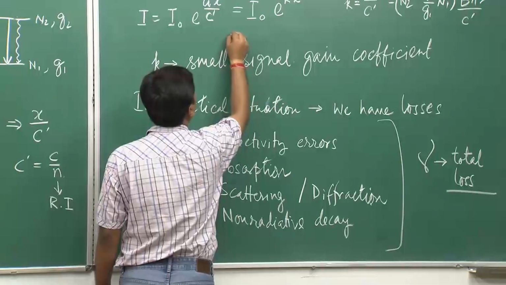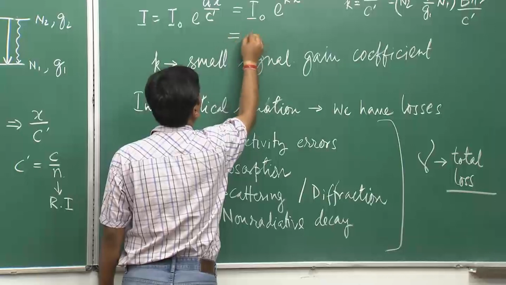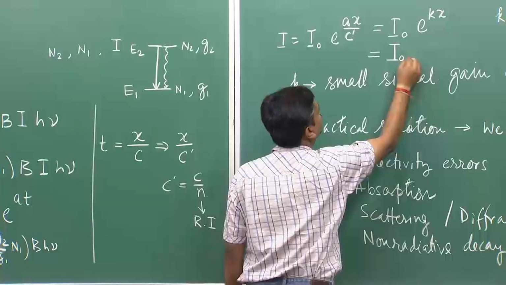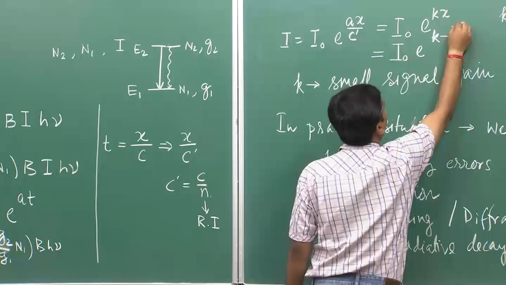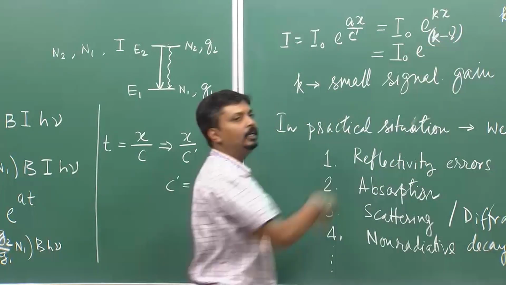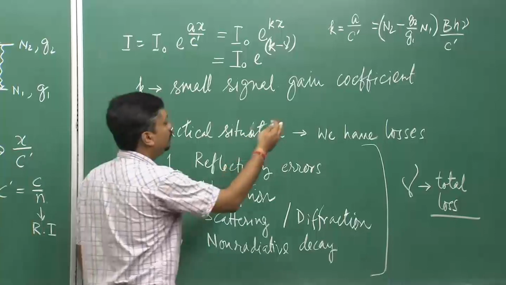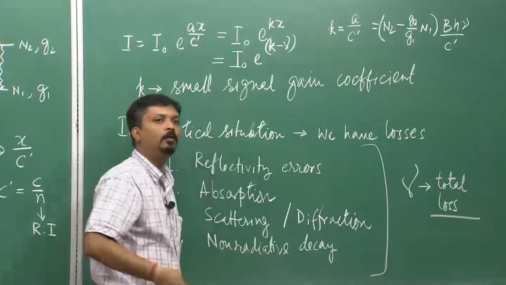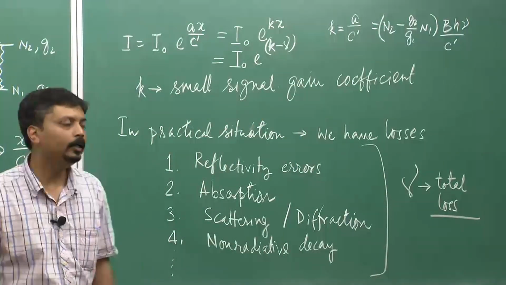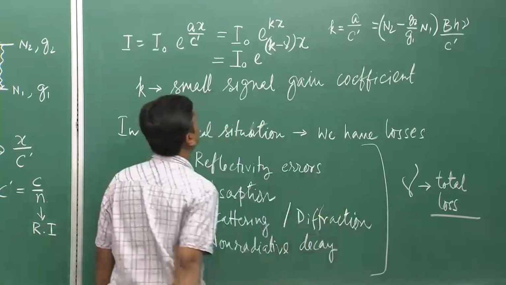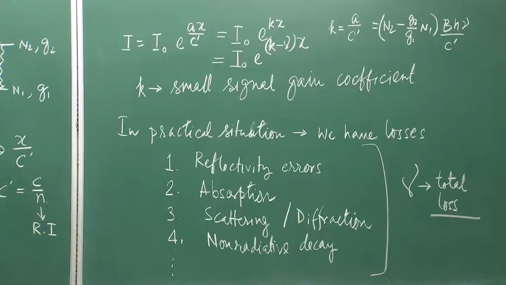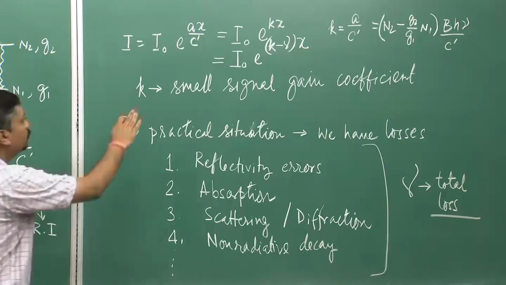How should I modify this one? I should modify this as I0 into e to the power k minus gamma. Why? Because k is my gain coefficient, so the losses will take out an amount from my gain, correct. So, this is what I will get. Okay, I equals this.